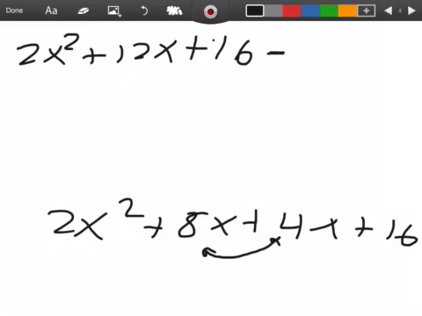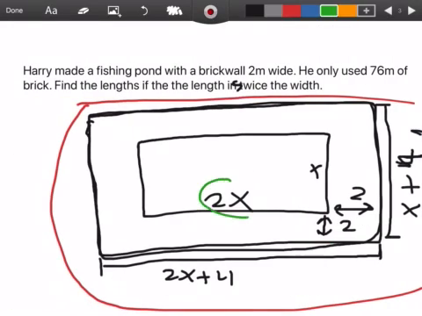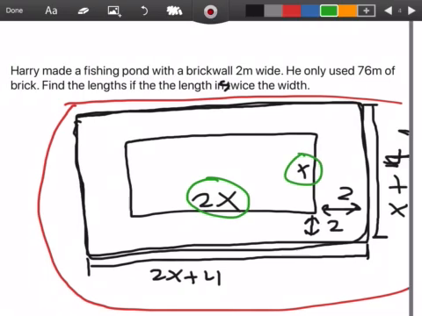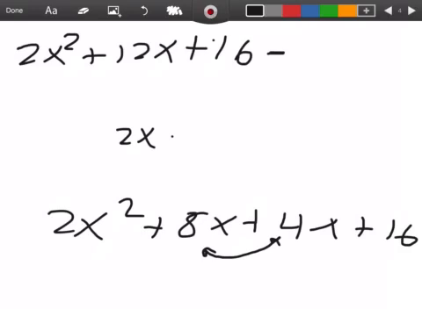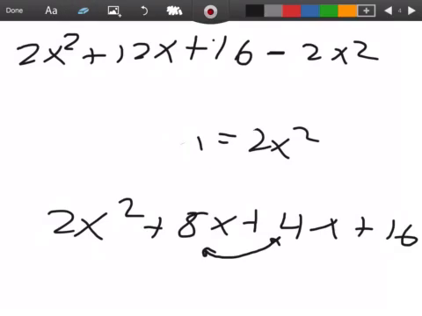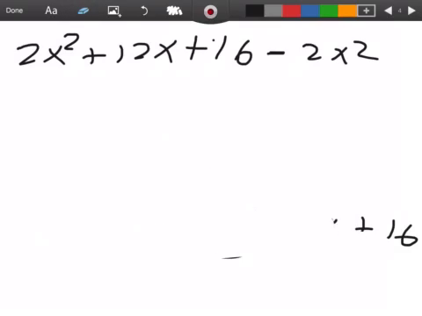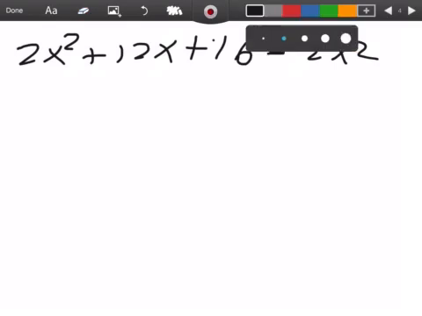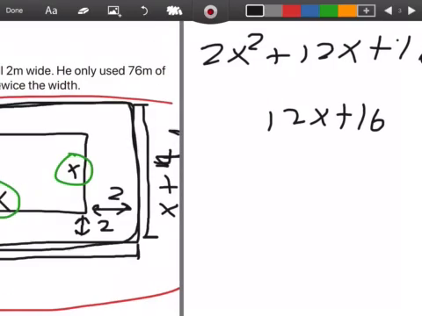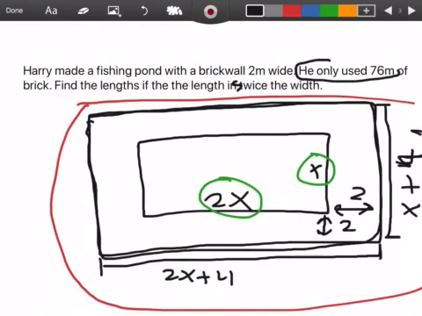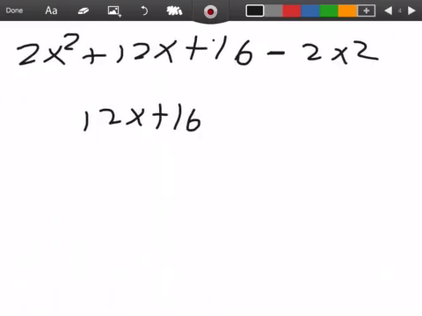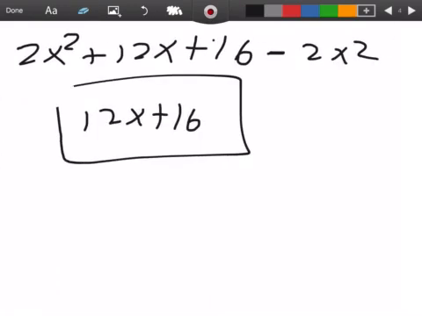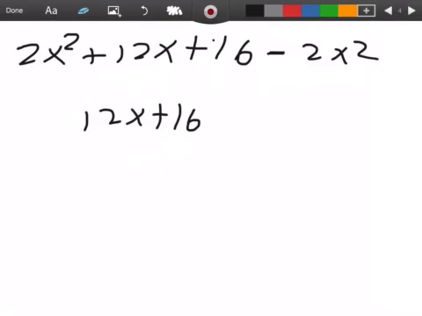The area of the pond was, if we go back here, 2x and x. So we just need to multiply these together. 2x times x equals 2x squared. And now our final equation is 12x plus 16, and right here it says he only used 76 meters of the brick, the amount of brick he used. But now this equals 72.